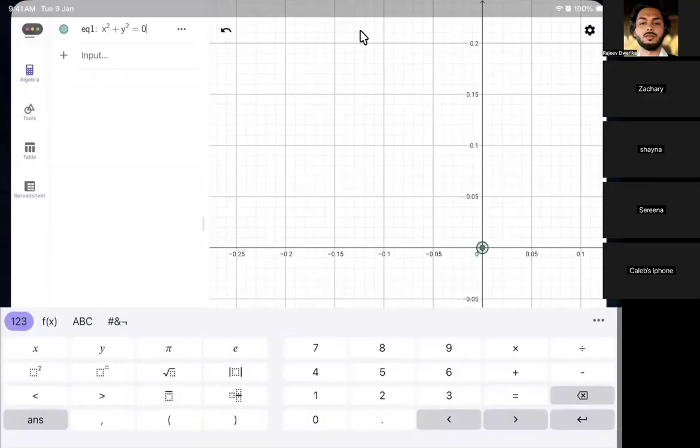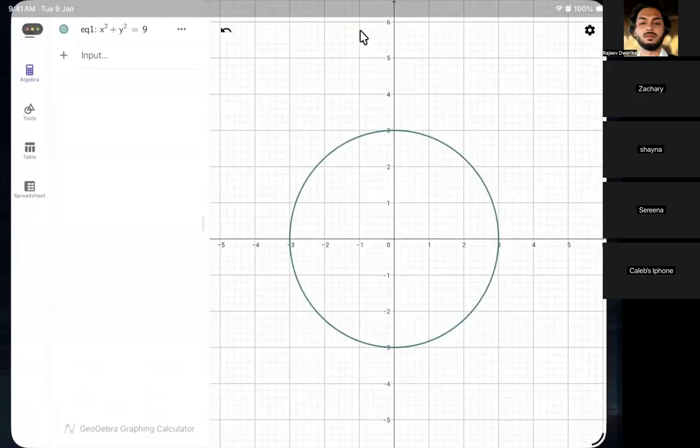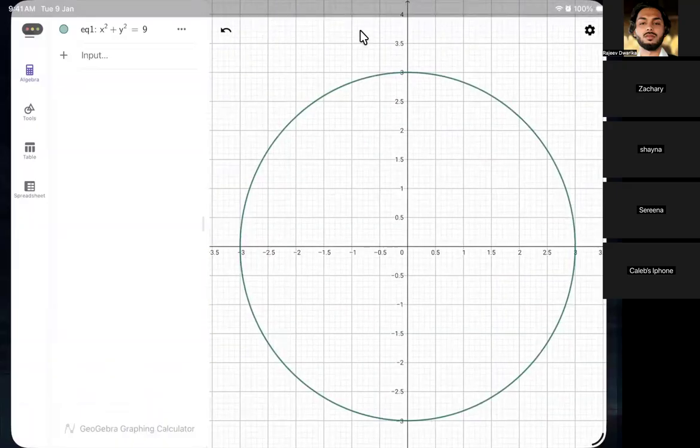Now let me put x squared plus y squared is equal to 9. That circle, where's the center? 0, 0, right? What's the radius, do you think? What do y'all think the radius is? Take a guess, it's not hard. What's the length of the radius?